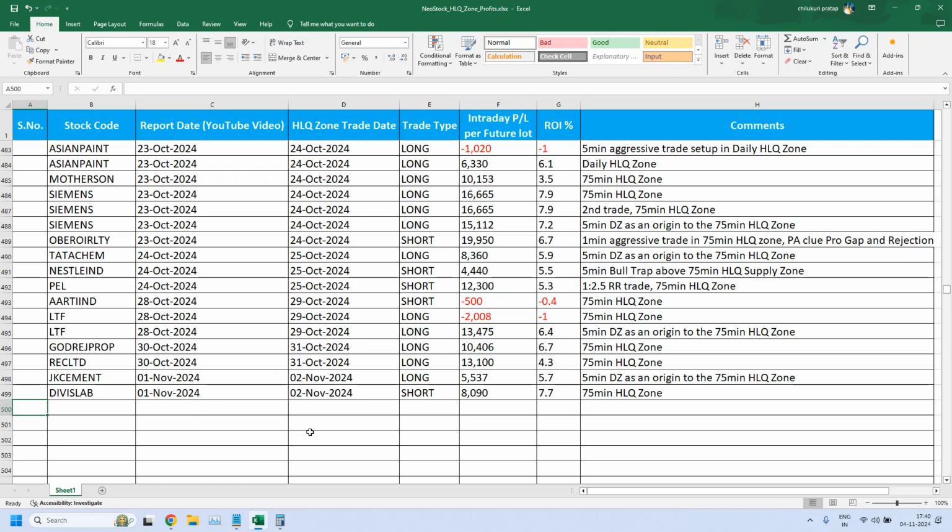Okay, this is about our HLQ zones and also Q&A-15. Hope this information is useful.